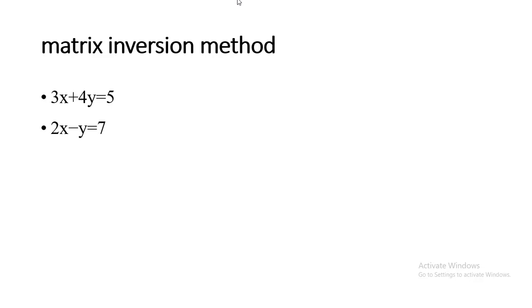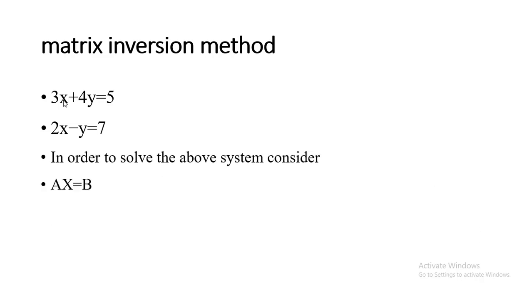There are two equations written here and both are linear. Why are they linear? Because the degree of these equations is 1. Degree means the highest power of the variable appearing in the equation. Here it's a two-dimensional system and both have degree 1. Now, in order to solve the above system, consider Ax equals b. As I said earlier, all systems are written in the form Ax equals b.